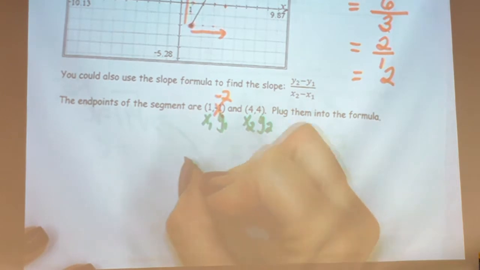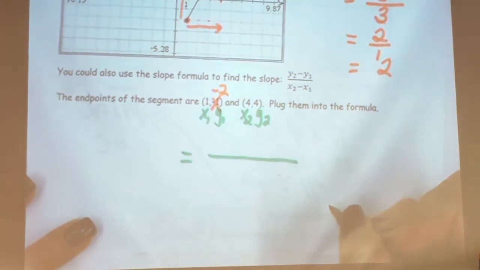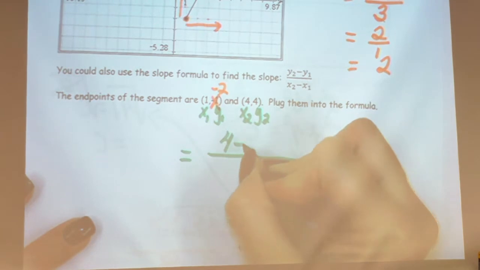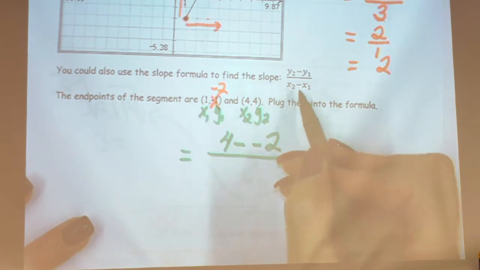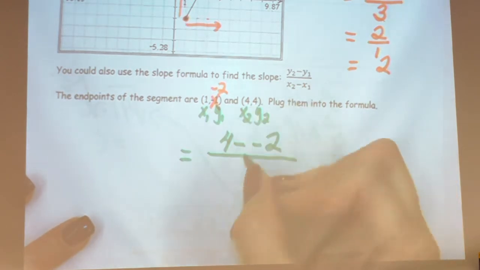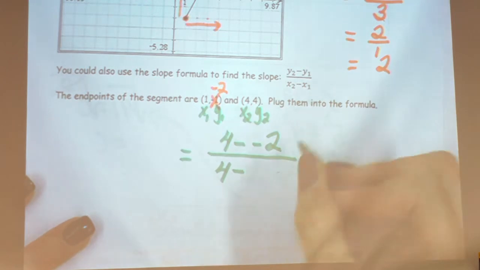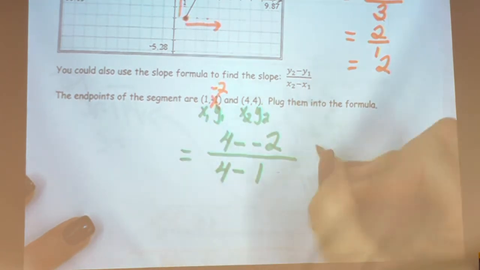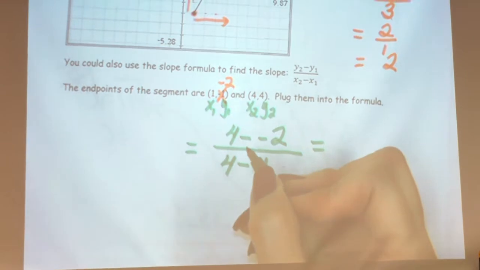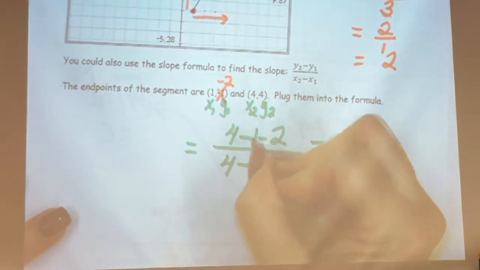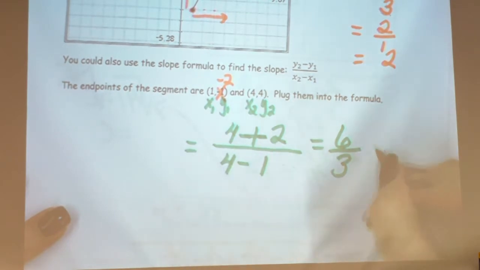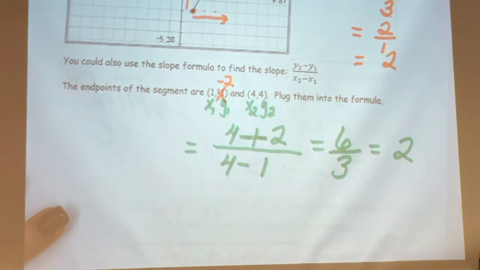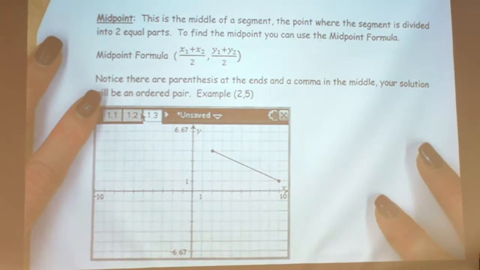y2 is 4. So into my formula, y2, I'd have 4. Subtract, my y1 is negative 2. And down on the bottom, I have x2, which is 4. Subtract my x1, which is 1. So I end up, now when we subtract a negative here, we end up with adding, so it's 6 over 4 minus 1 is 3, which is equal to 2. Okay, there's slope.